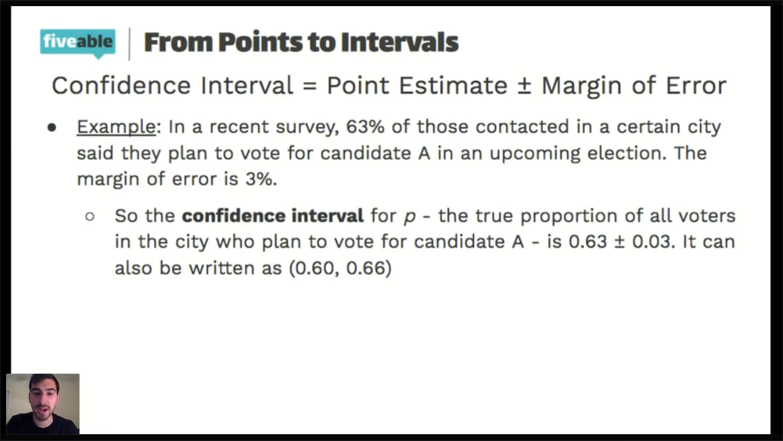Inference can't go beyond the type of people in the sample you're looking at. So if I find 63% of people in city A, I can't apply that to other cities. It has to just be applied there. So all the stuff you learned back in collecting data about representative samples still applies here when you're interpreting the confidence intervals. So look out for little tricks with that.